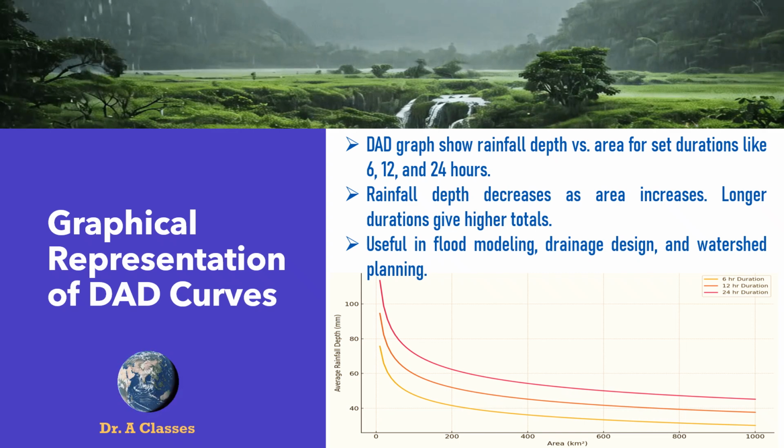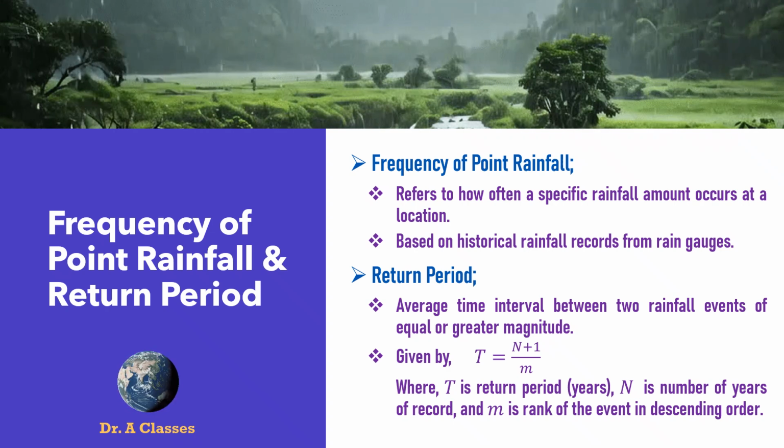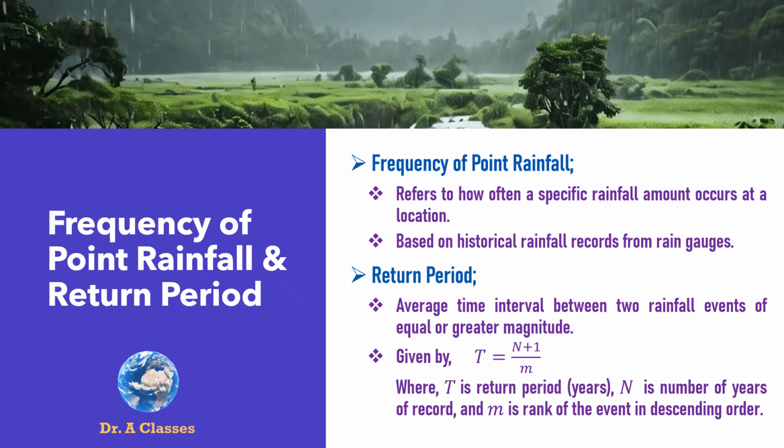This visual tool helps engineers understand how rainfall distributes across space and time, which is crucial for hydrological design, flood estimation, and water resource planning. Frequency of point rainfall and return period. The frequency of point rainfall refers to how often a specific rainfall depth is observed at a single location over a long period. Engineers analyze this frequency to estimate the likelihood of heavy rainfall that could affect infrastructure.